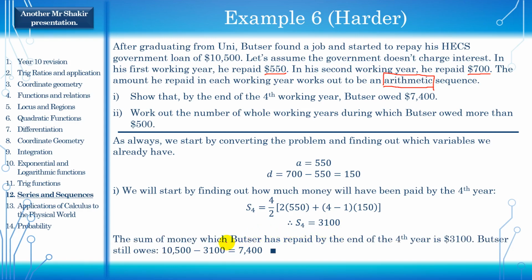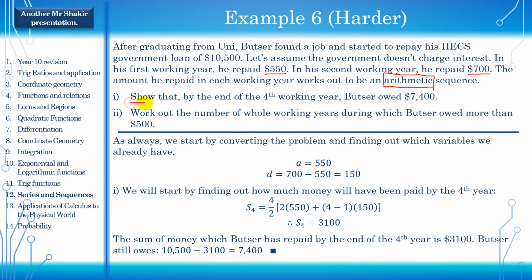The sum of money. Now, be careful. Listen, this is important. He repaid 3,100. So the question was asking, how much does he owe? Not how much he has repaid. Now, he borrowed 10,500, right? He has paid back 3,100. So how much does he still owe? Well, we just minus it. We do 10,500, which is how much he owes overall, minus how much he's repaid, and he owes 7,400.